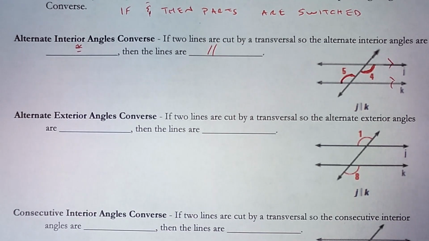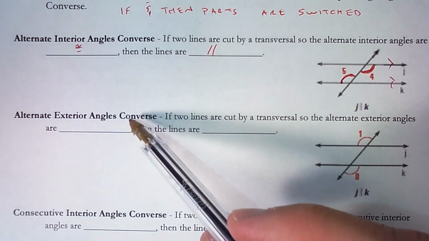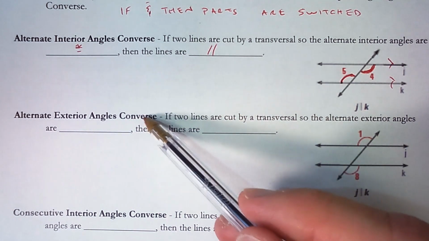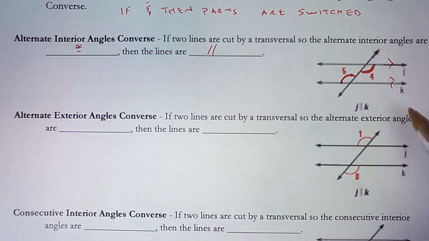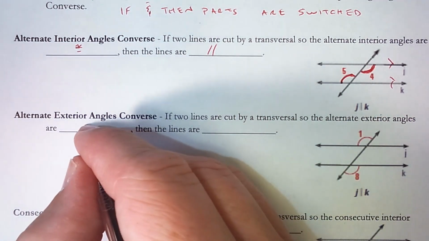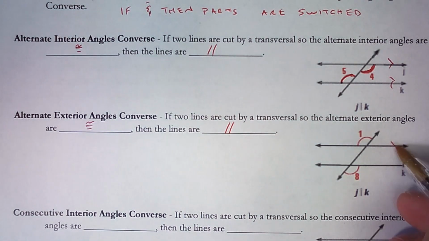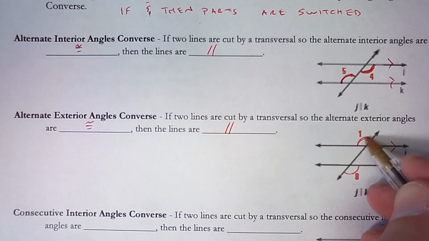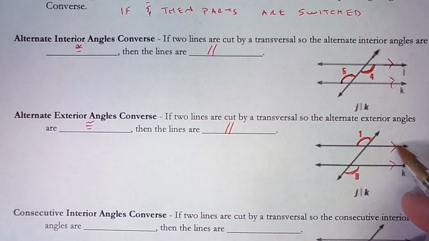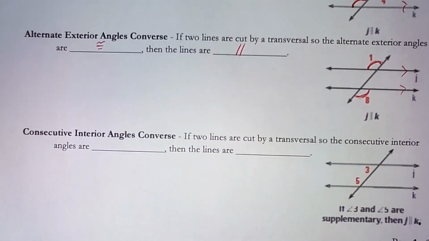Alternate exterior angle theorem told us that if lines are parallel, then alternate exterior angles are congruent. The converse of that says if we have alternate exterior angles that are congruent, then the lines are parallel. So here's a pair of alternate exterior angles that are congruent. That means the lines are parallel.